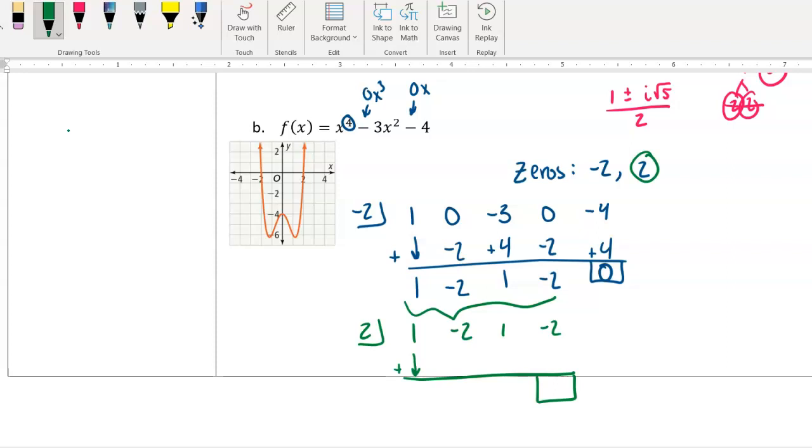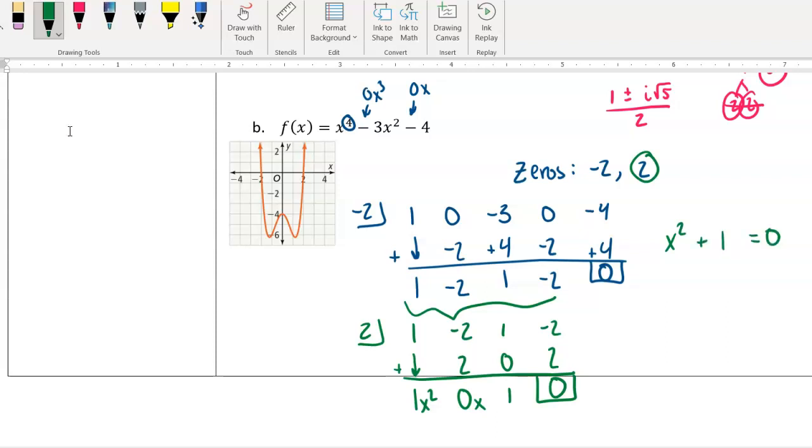So we're going to add 1 to nothing, so we get 1. 2 times 1 is 2. Now -2 plus 2 is 0. 2 times 0 is 0. 1 plus 0 is 1. 2 times 1 is 2. We get 0 as our answer. So remember, that 1 is a constant. This would be an x. This would be an x squared. So now I have x squared plus 1.